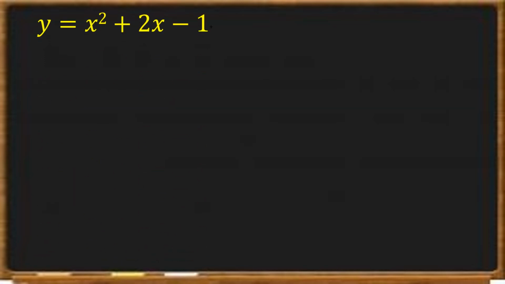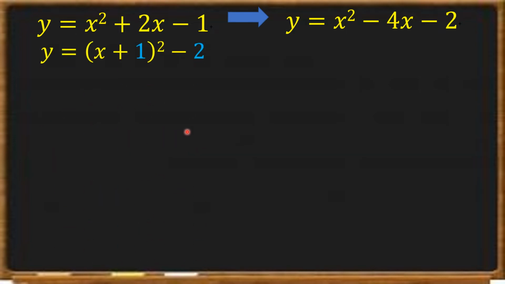Okay, another example, what if our quadratic function is in general form? So this is in general form, y is equal to x squared plus 2x minus 1. What will happen to its graph if it becomes y is equal to x squared minus 4x minus 2? So first thing you should do is to convert this into vertex form, which was discussed in our previous lesson. So ano ang vertex form nito? So ang vertex form niyan ay y is equal to quantity x plus 1 squared minus 2. While this one, ang vertex form nito ay y is equal to the quantity x minus 2 squared minus 6.